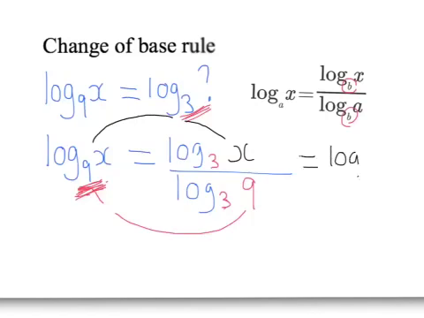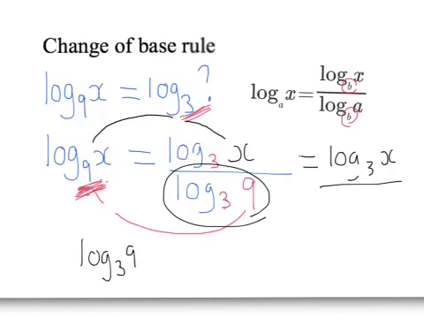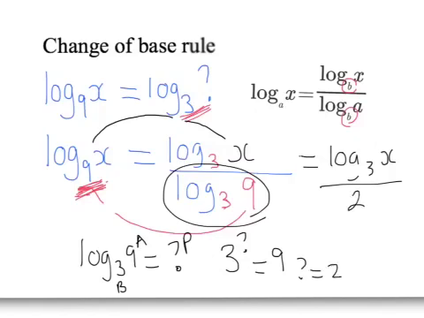We're left with log 3 of x over, and then we've got to work out what log 3 of 9 is. Now you can either shove that into your calculator, or if you didn't know, you could go question mark, that's your base, that's your answer, that's your power, 3 to the question mark equals 9, so it must be 2. So it's actually a half log 3 of x. Done.